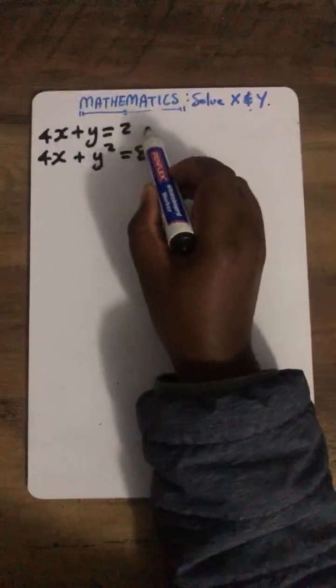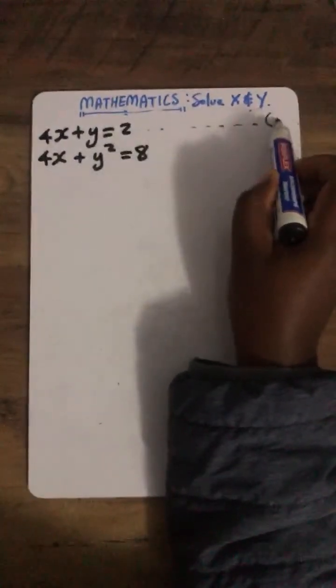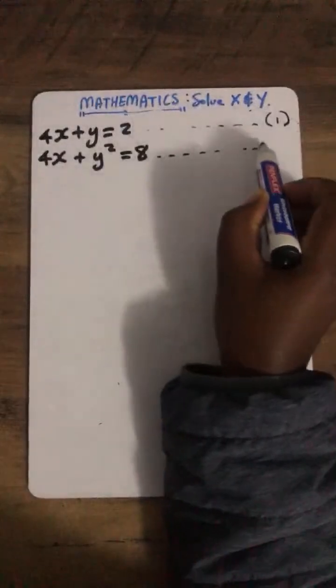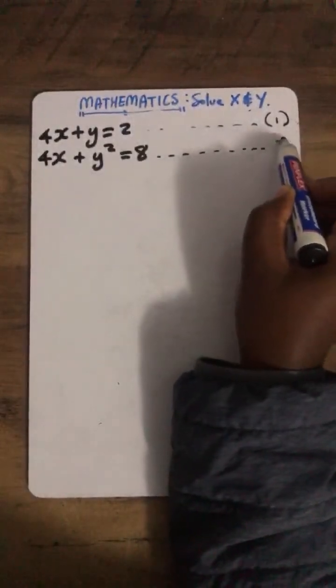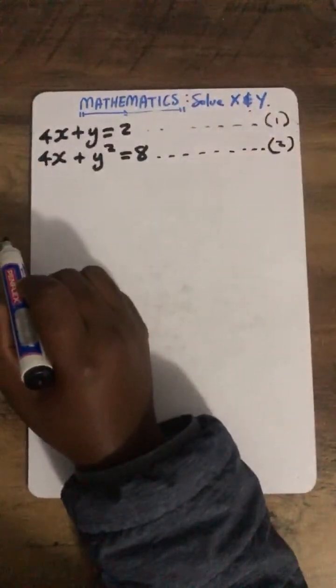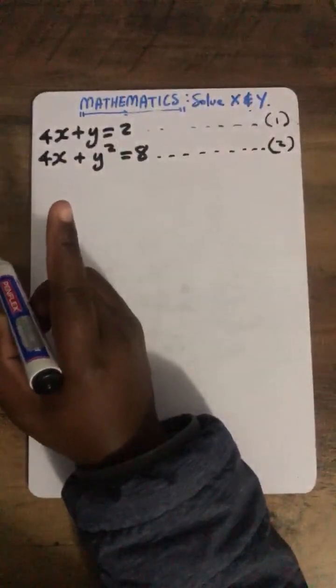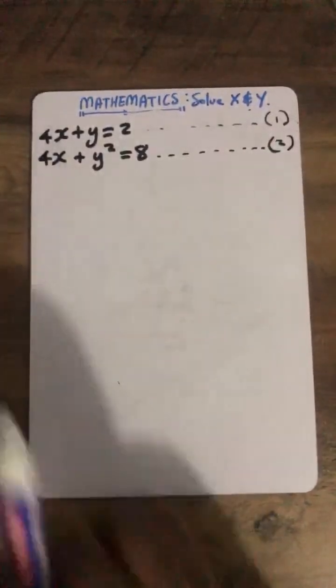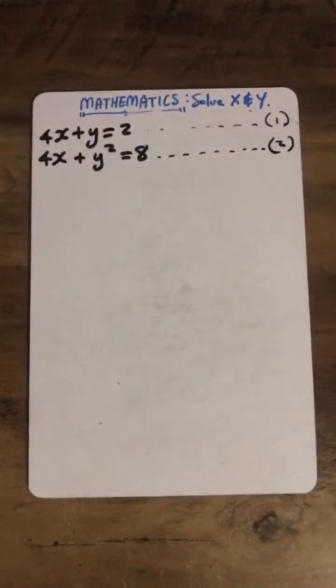Okay, obviously what you are given is considered equation number 1. That one will be equation number 2. So now in this case, honorable members, you cannot choose whether to make x or y. It makes it very much easier for you to make y the subject of the formula.